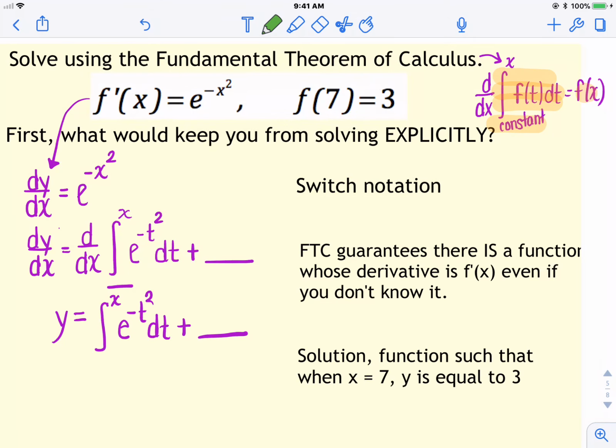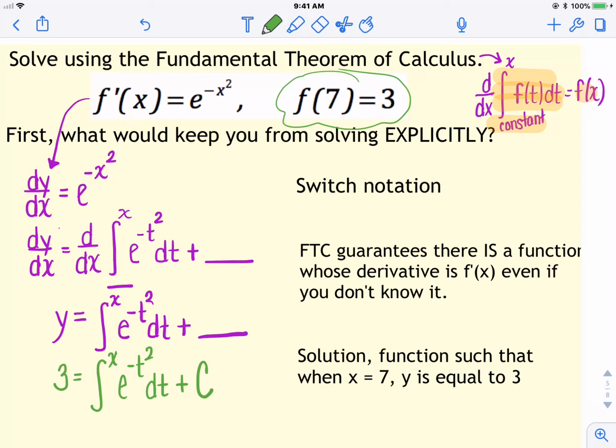Then I'm going to go look and see what they told me. They told me when 7 goes in as my variable, 3 has to come out for the y. So 3 has to come out when I do something from something to x of e to the negative t squared dt, and I add a constant.